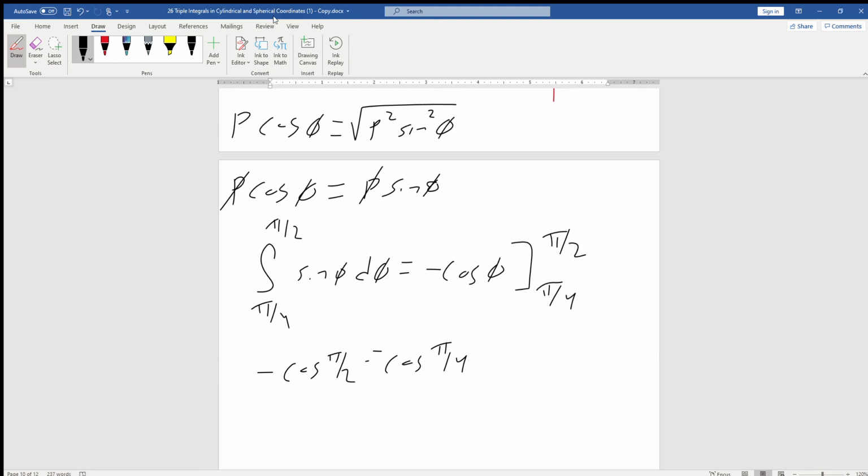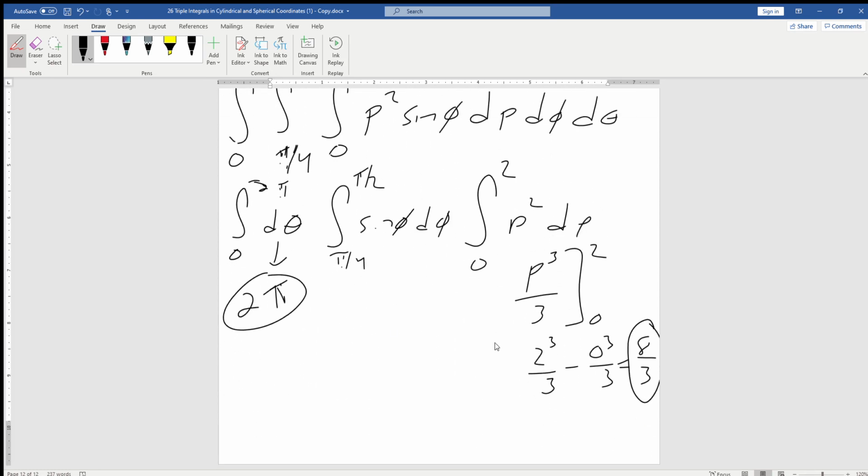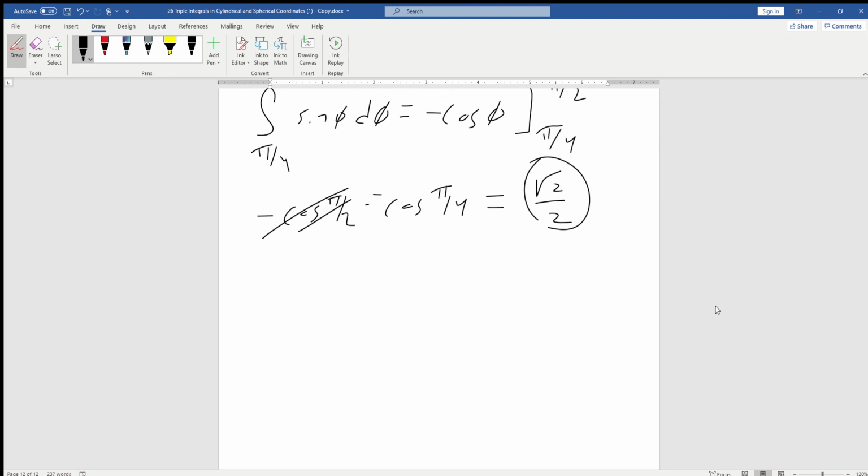Fortunately, almost done. Cosine of pi halves is 0. The x value at pi halves is 0. The opposite of negative cos of pi fourths just becomes root 2 over 2. Now we recall everything that we had from before. Remember that we had a 2 pi, we had an 8/3, and now we have that root 2 over 2. So we have 2 pi times root 2 over 2 times 8/3 from the rho. We're going to end up with 8 pi root 2 divided by 3, and that should be our complete volume for this.